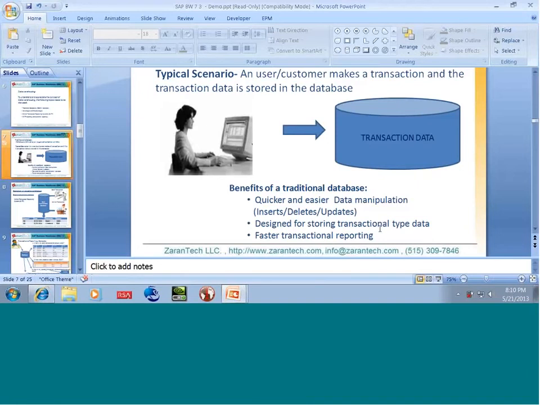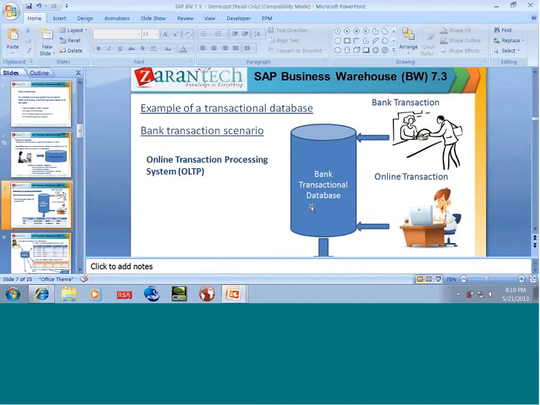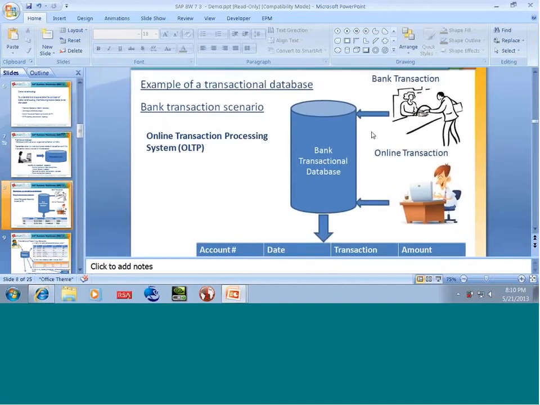So with this kind of information, what kind of reporting is made available? Let's move on to the next slide and take a look at a transactional data example: a bank or an online transaction. Let's say I am a customer doing a bank transaction. I'm depositing money into an account.